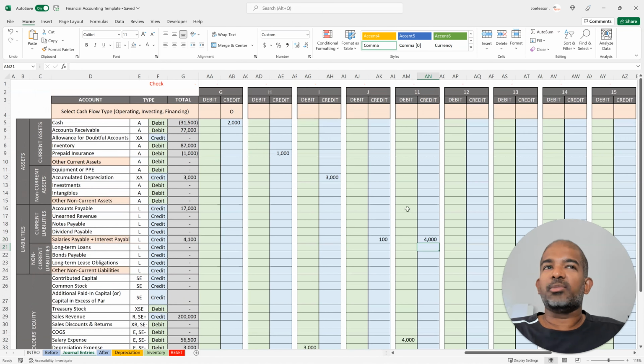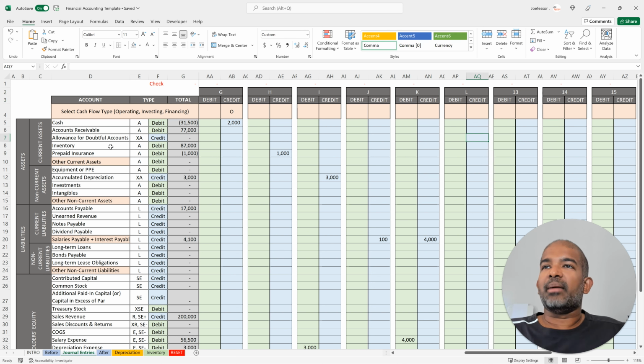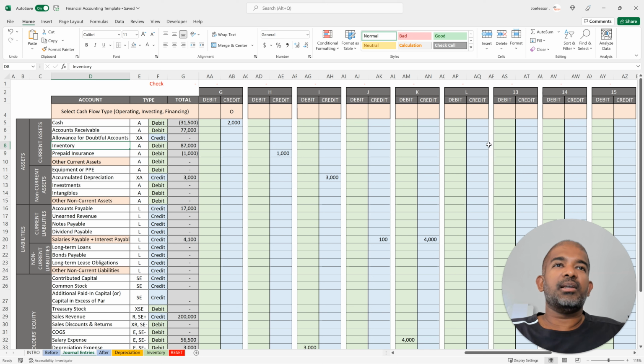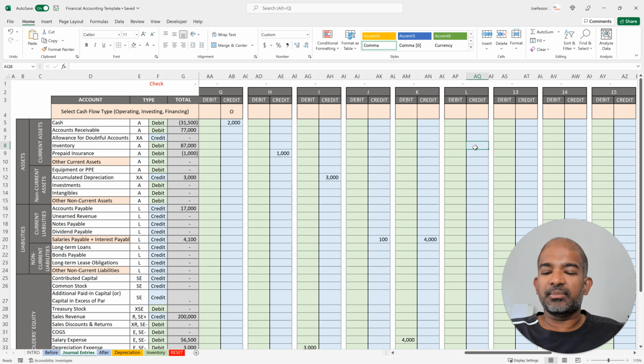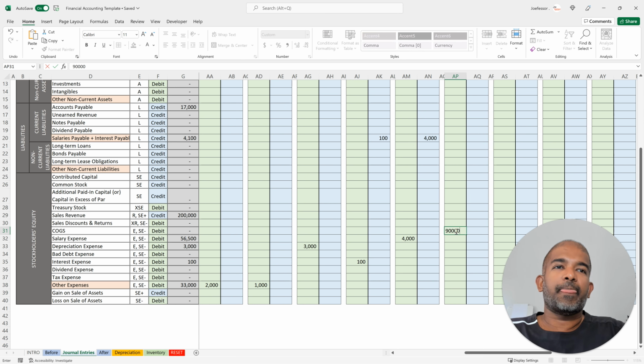So that has to be adjusted for here in section L. The previous section was K. So in section L, I'm going to reduce my inventory, or credit my inventory, by 90,000. And that 90,000 becomes my cost of goods sold for the period. So I'm going to debit my cost of goods sold, which is an expense, by 90,000.